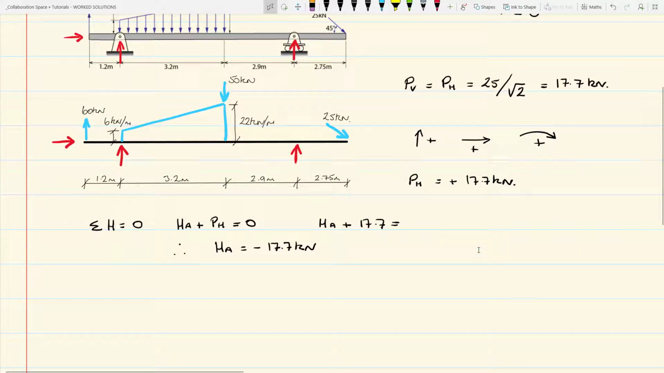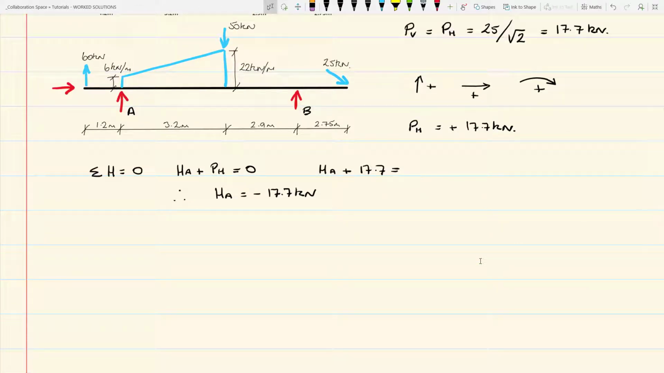Once we have resolved the forces horizontally, we can then go on and calculate the vertical reactions associated with the support at A and also the support at B. So in this instance, we are going to take moments about A to resolve the vertical force associated with the support at B. Again referring to our equations of equilibrium, we can write the sum of the moments at A equals 0. We are going to assume that everything acting in a clockwise direction is positive.